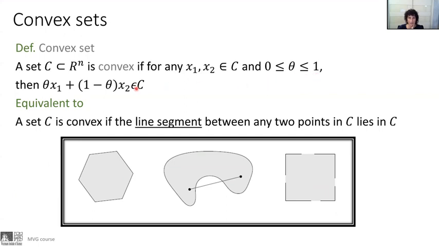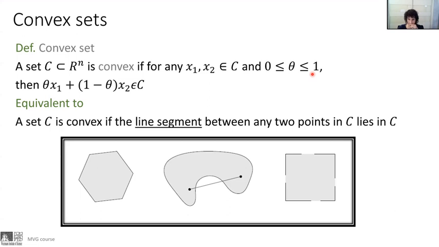A convex set is defined by the requirement that the line segment between any two points should reside in the set. In an affine set, not the line segment but the whole line between any two points should reside in the set. This means that for a convex set, the weights should be between 0 and 1, while for an affine set, the weights can be any numbers such that the sum of the weights is 1. Is this clear?